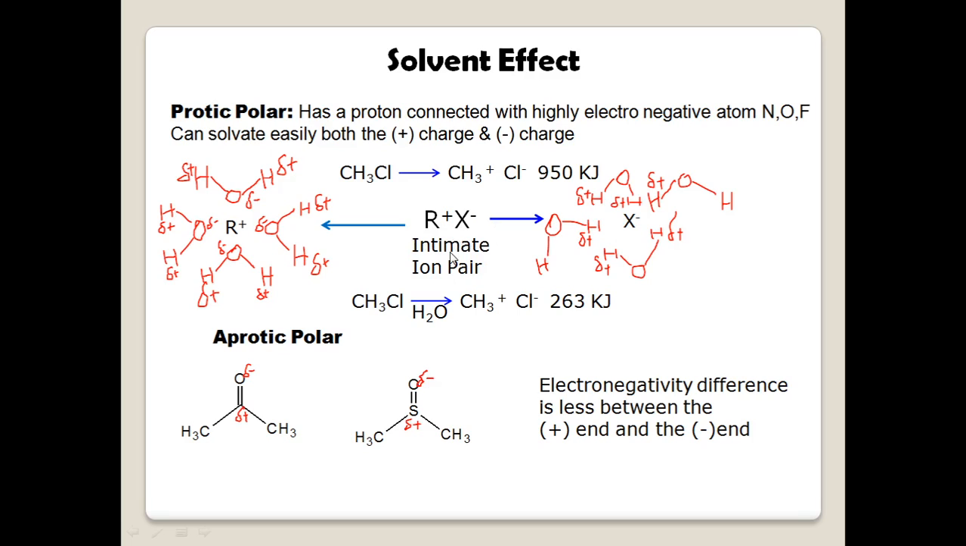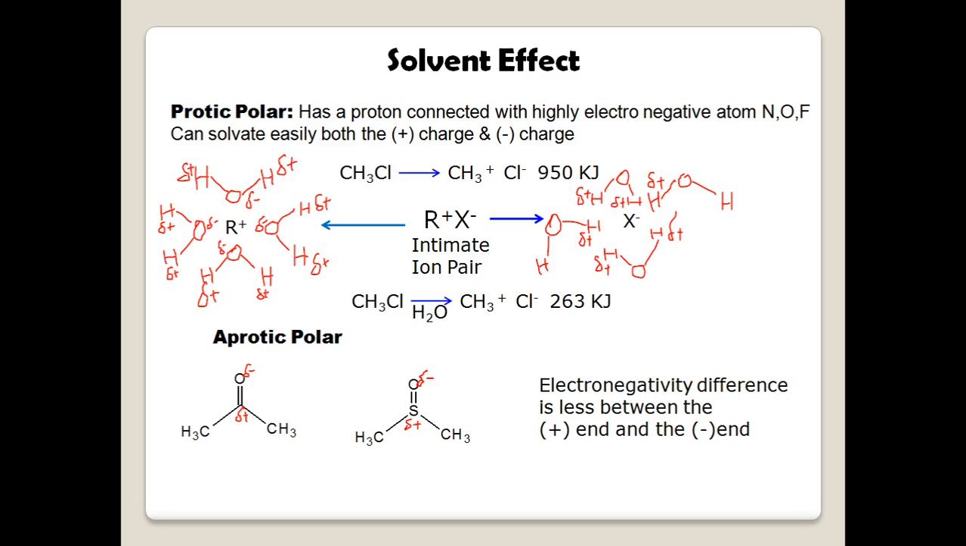But if we use protic polar solvent, as you all know, protic polar solvents have a delta plus end hydrogen and delta minus end oxygen. So the delta minus end oxygen will envelop the R plus and delta plus end hydrogen will envelop the X minus and take the plus ion and minus ion away from each other. So that is why H2O helps and produces a lot of solvation energy, and that again gets utilized in the bond breaking process.